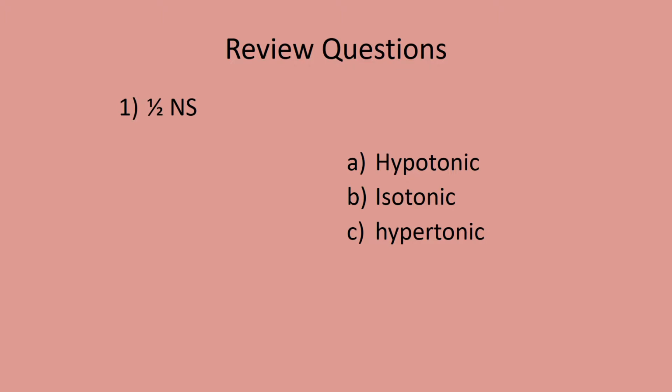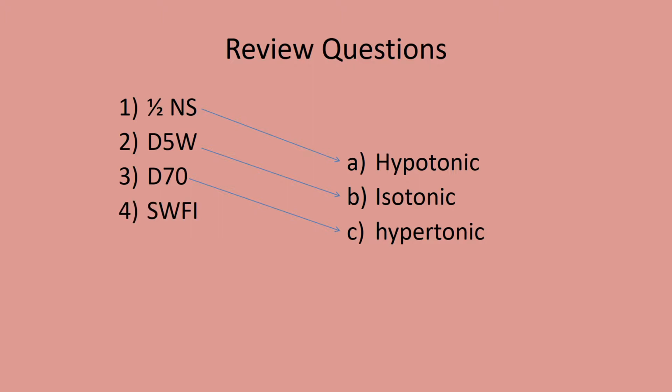Half NS. So that is 0.45% sodium chloride. That would be hypo. Remember, NS is isotonic, 0.9%. D5W, that is the other isotonic solution besides NS, D5W. How about D70? That's going to be way too much, so hypertonic.